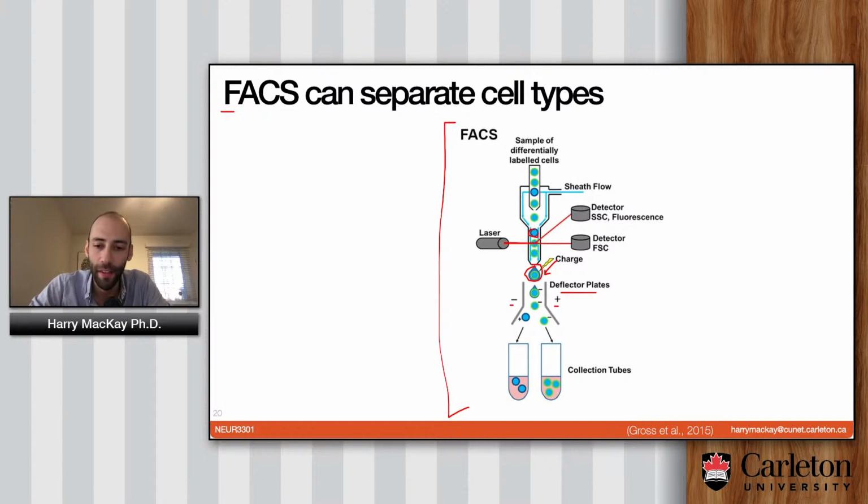So if the cell was positively charged, it'll go toward the negative plate. And if it was negatively charged, it'll go toward the positive plate. This imposes just enough deflection on these droplets that they travel in one direction and land in a little test tube that collects the cells. So it's a way of rapidly sorting cells using fluorescent signals.